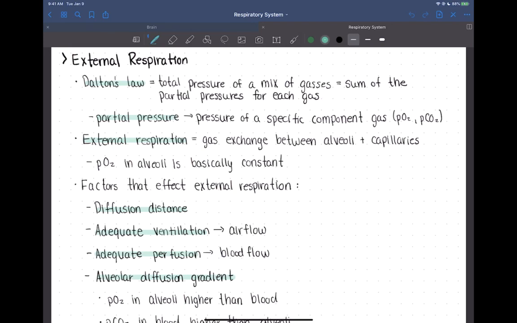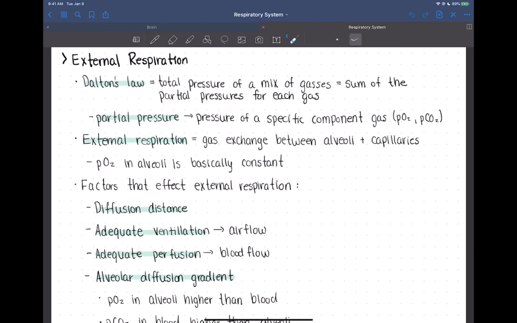Before we get into the details of external respiration, we have another law to discuss pertaining to gases, and this one is Dalton's law. Dalton's law simply states that the total pressure of a mixture of gases is equal to the sum of the pressures of each of its individual gases. We refer to that as the partial pressure.